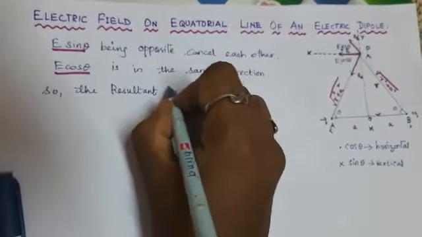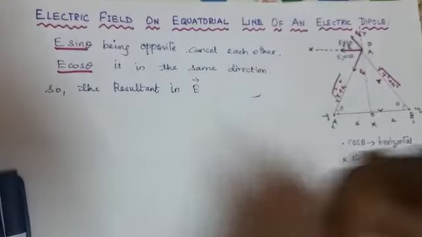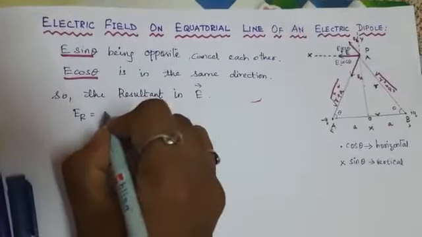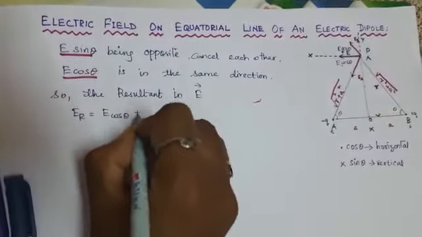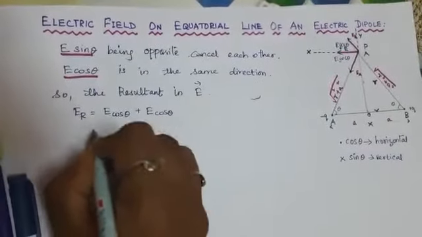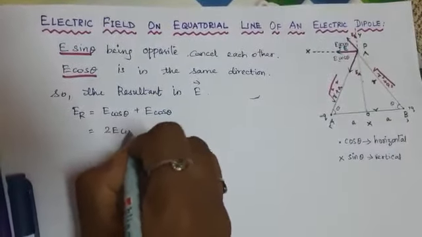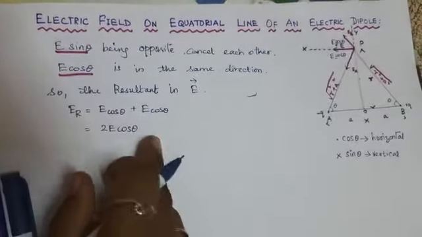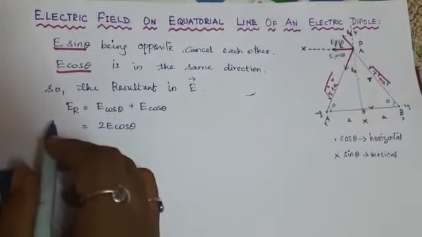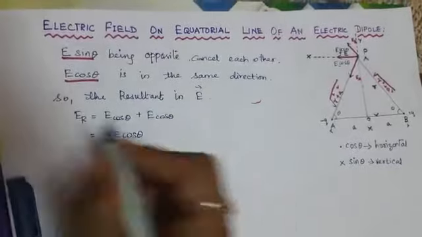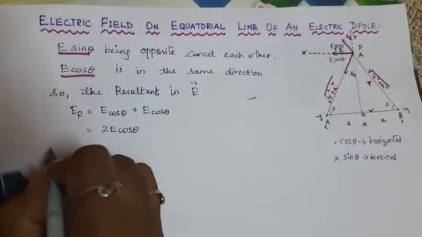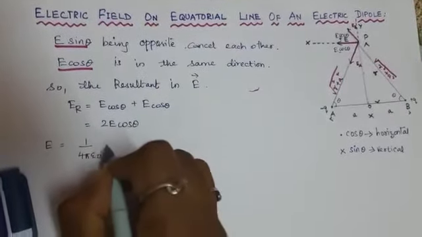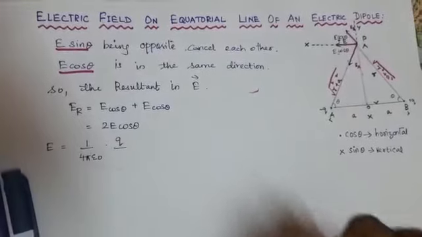The resultant electric field ER is equal to E cos theta plus E cos theta, which is nothing but 2E cos theta. So finally we are going to find the E resultant, which is 2E cos theta. We know very well the formula for E. What is the general formula we take for E? E is equal to 1 by 4 pi epsilon naught times q by r square.